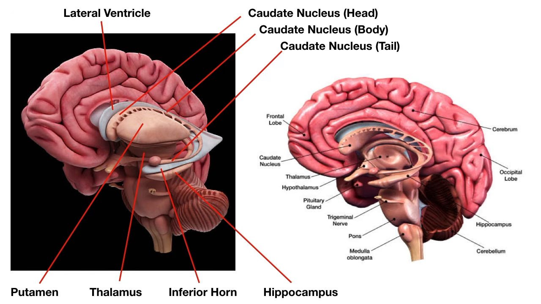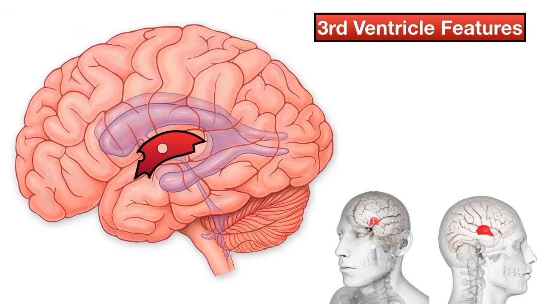Now we focused on the main structures that form the boundaries of the lateral ventricles. If you want more detail on some of the smaller structures, feel free to check out the EasyMed blog that correlates with this video. It'll be linked down below in the description. Let's now move on to the third ventricle.